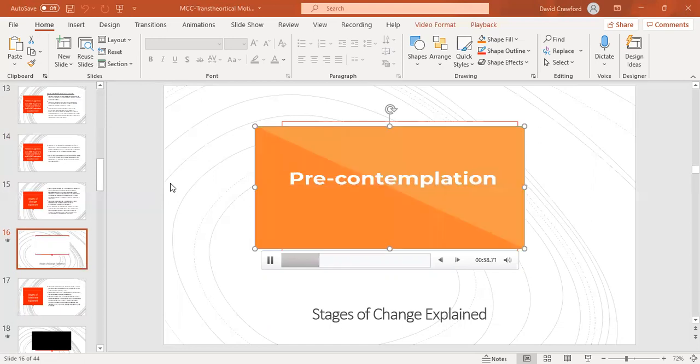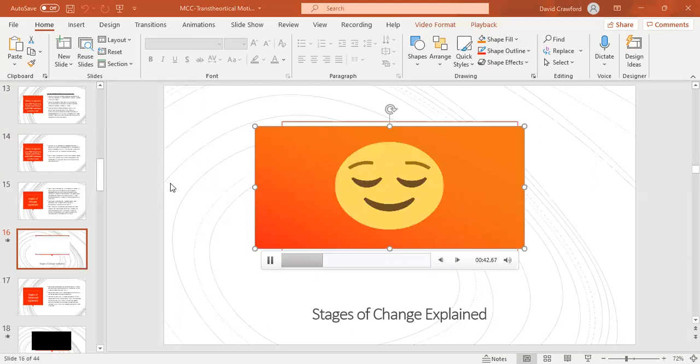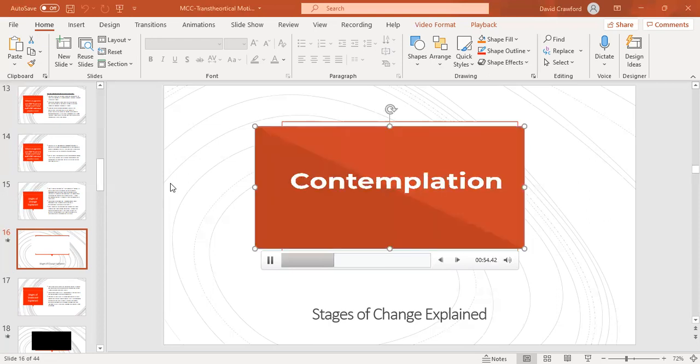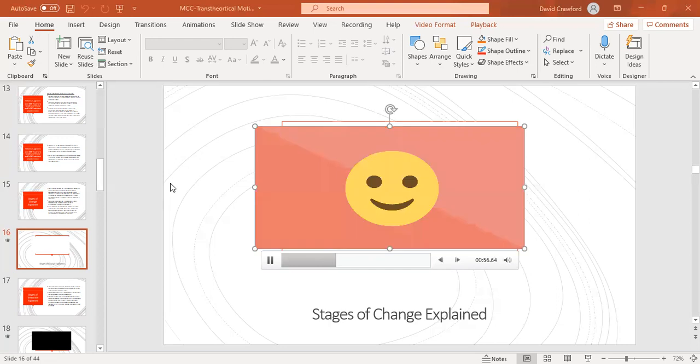Pre-contemplation. People in this stage aren't worried about their use. They're not interested in stopping or cutting back. Even though other people might be concerned about their use, for them, the benefits far outweigh the consequences. Contemplation. People in this stage of change still enjoy using. However, maybe they're starting to notice some problems from their use. They're weighing up what changing might mean for them.